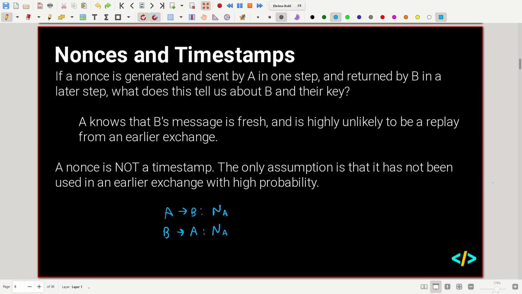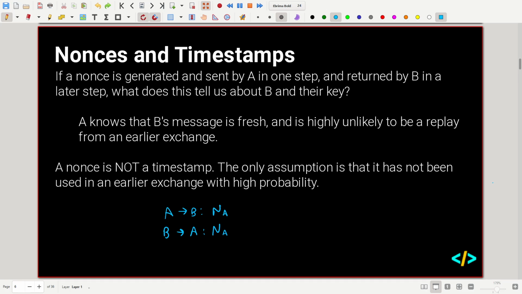But a nonce is not a timestamp. This should be very clear, and they're very different things. A timestamp is how many seconds since epoch, or some sort of representation of time. A nonce is a completely random number, a randomly generated number that we might use in the future, or to check if someone's active or has access to a key. So the only assumption with a nonce is that it's not been used in an earlier exchange with high probability.